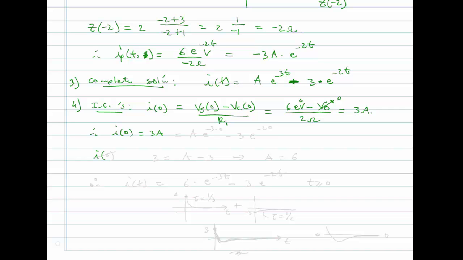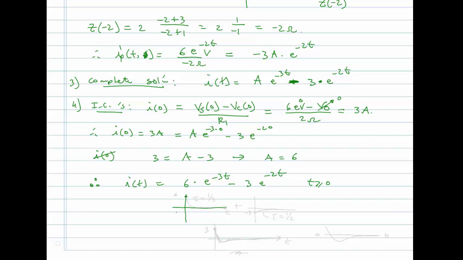Now we can write I of 0 equal to 3 amps, which is equal to A times e to the minus 3 times 0, minus 3 e to the minus 2 times 0. So we have 3 is equal to A minus 3. This gives us A is equal to 6. So finally, we can write the current as 6 times e to the minus 3t minus 3 e to the minus 2t for time greater than or equal to 0. Let's look at each of these.